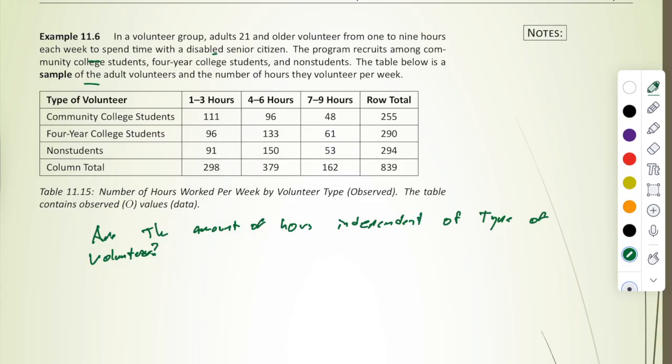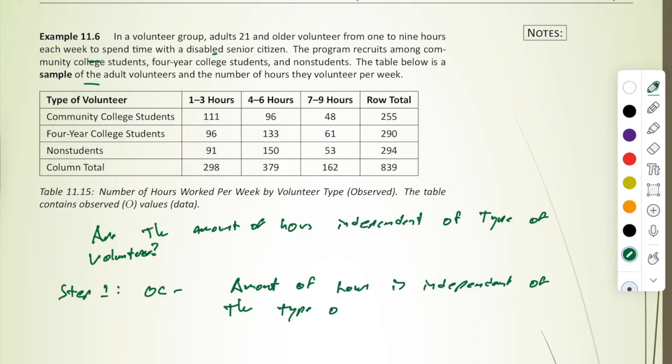Okay, excellent. So let's go ahead and do our steps. Step 1, original claim. Turn that question into a statement. They are independent. Okay, so we're going to say the amount of hours is independent of the type of volunteer.